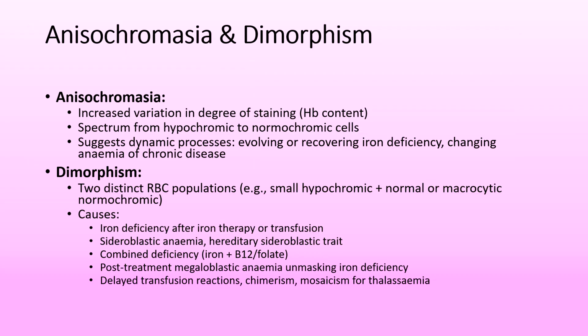Anisochromasia tells you that the hemoglobin content is not uniform among all red cells. Some cells are pale while others are normal. It often signals a changing iron or inflammatory status, either onset or recovery from it. Dimorphism is even more striking. Two populations usually appear clearly separate in size and hemoglobin content. Think of a patient with iron deficiency who has just been transfused or started on iron. The old microcytic cells remain, plus a new set of normocytic cells will appear. So you have anisochromasia and anisocytosis. In sideroblastic anemia, you may see hypochromic microcytes plus normochromic cells. Double deficiency or post-treatment states commonly create this dimorphic pattern.